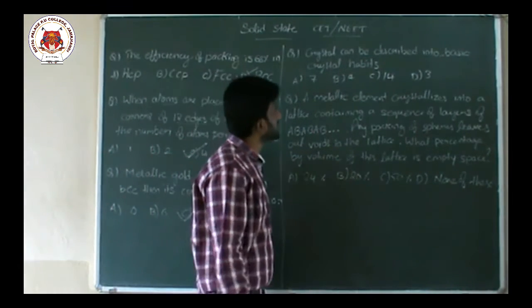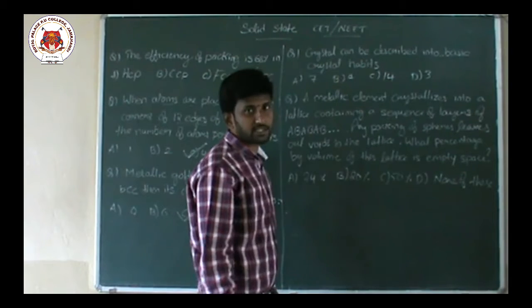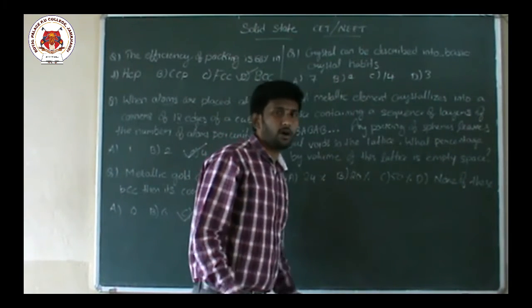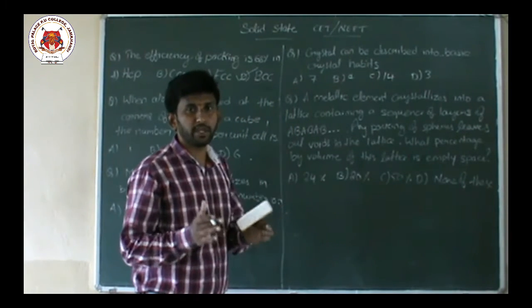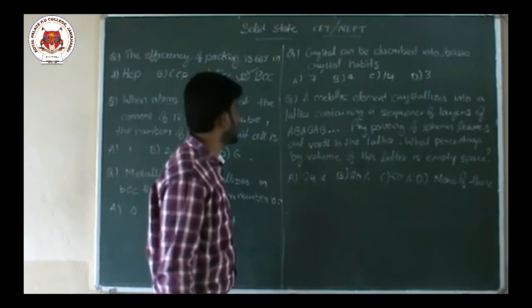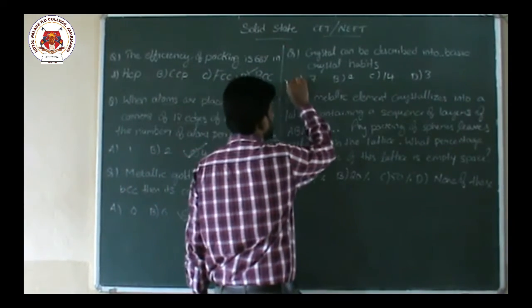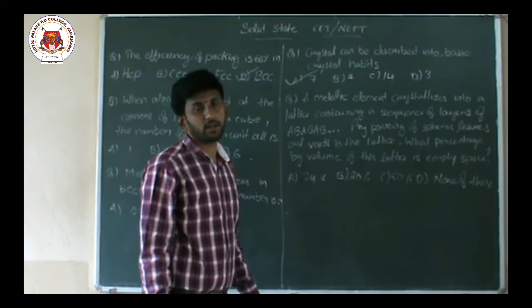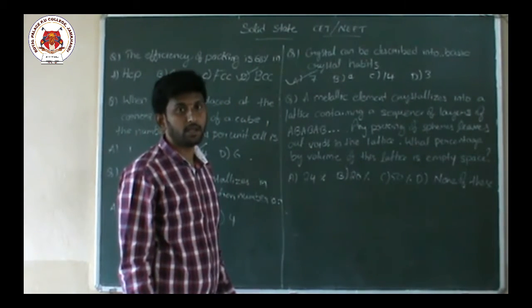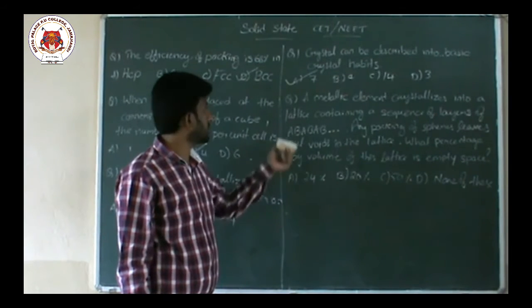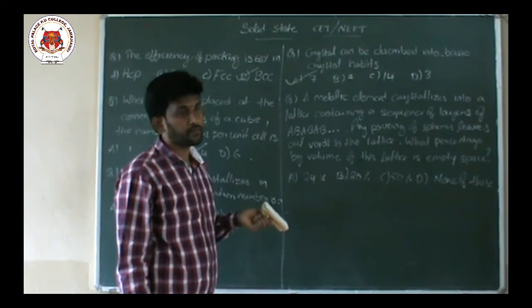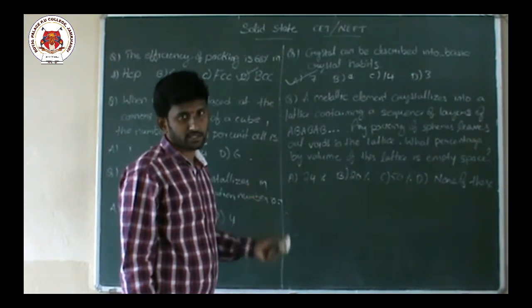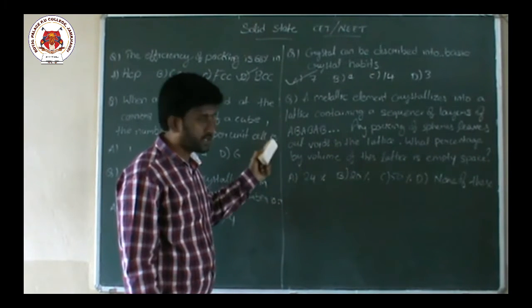Crystals can be described into dash basic crystal habits. So totally, how many types of basic crystals exist? They are asking. There are 7 types of crystal systems. See. Cubic, tetragonal, orthorhombic, hexagonal, monoclinic, triclinic, these are all the types of the basic crystals, with their unit cells.